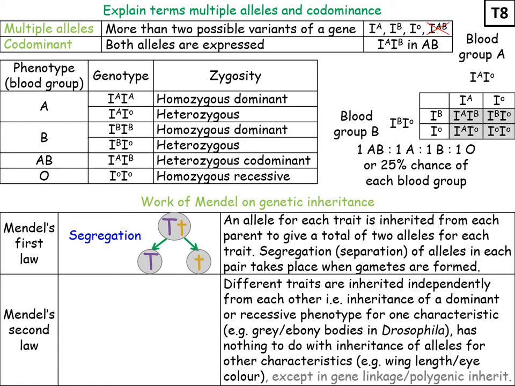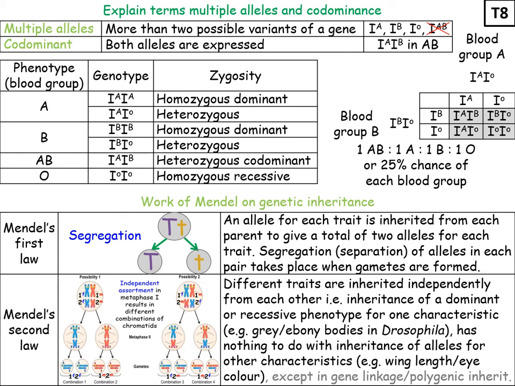Segregation, which is another way of saying separation of alleles in each pair, takes place when gametes are formed. So when forming the sperm or the egg, only one of the two alleles is passed on to the gamete, but then when these gametes fuse together, because there's one each, they'll join together to make two alleles of a gene in the offspring, in the zygote.